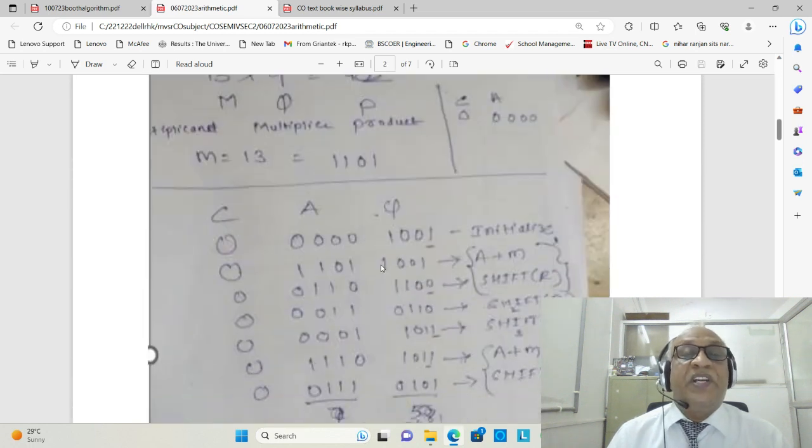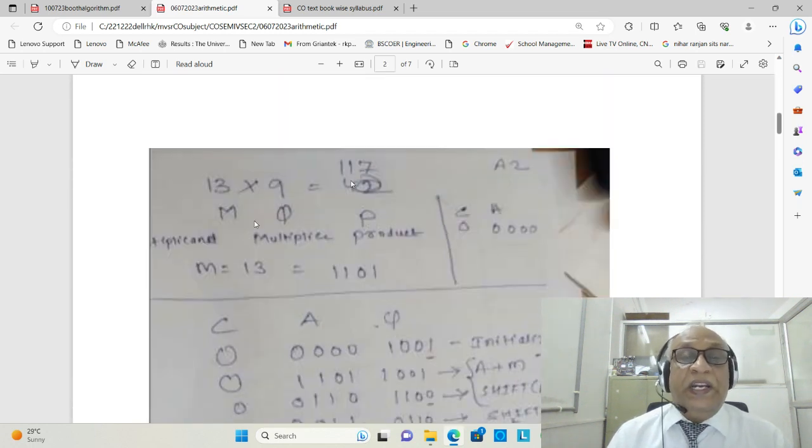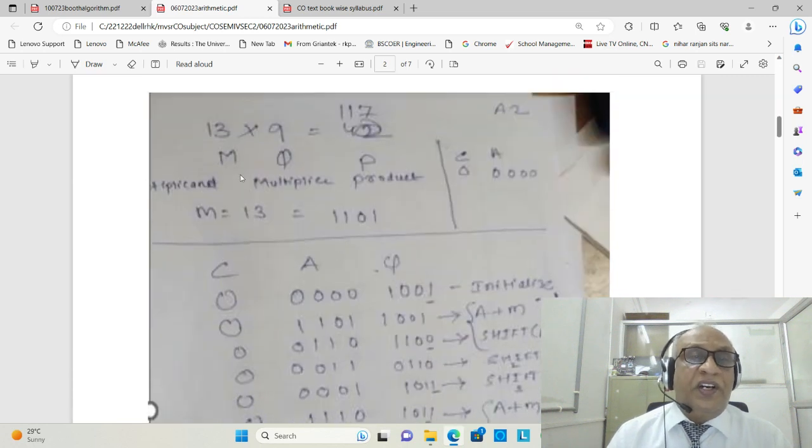Same thing happened with the second number. 13 multiplied by 9 is 117. Here 13 is M, 9 is Q; M stands for multiplicand, Q stands for multiplier, and P stands for product. The binary equivalent of M, which is 13, is 1101. The binary equivalent of Q, which is 9, is 1001.